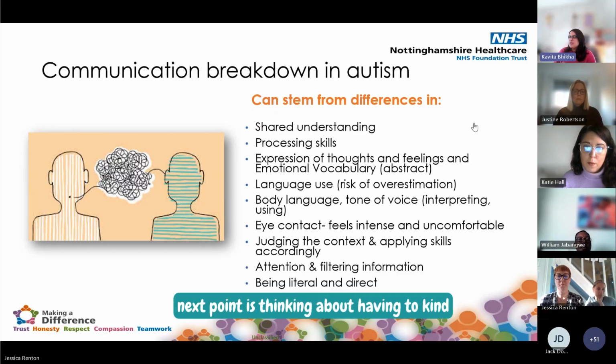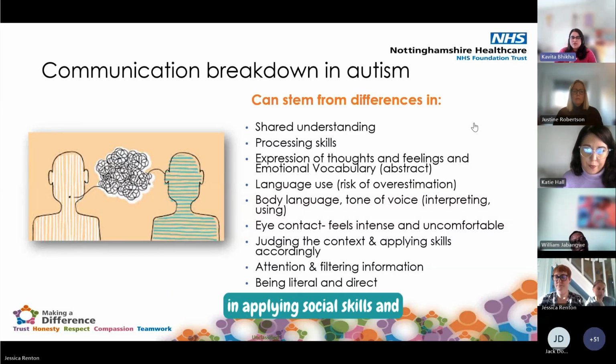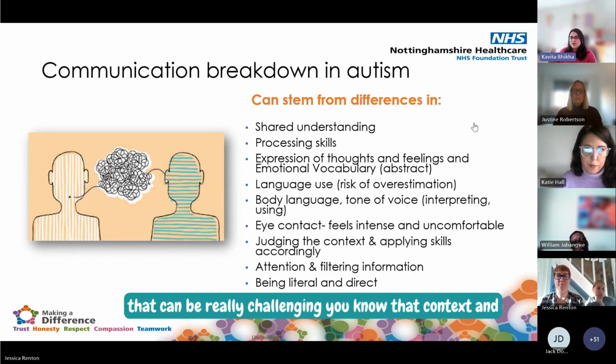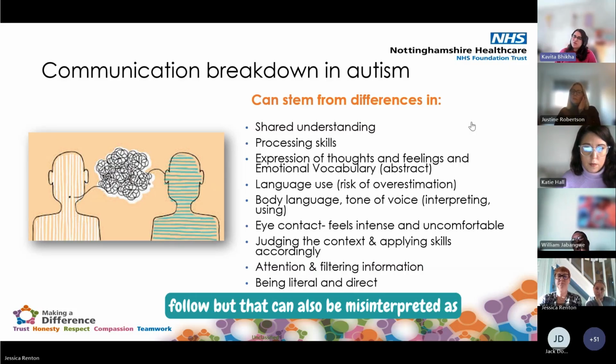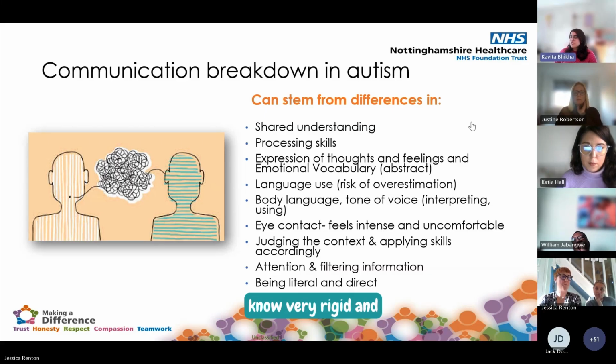Also, the next point is thinking about having to judge the context and be really flexible in applying social skills. That can be really challenging if the context and situation just moves constantly. Like I said, it's difficult to keep track of sometimes. So we might see that some people like to have certainty or familiarity, and certain rules to follow, but that can also be misinterpreted as them being inflexible or very rigid.